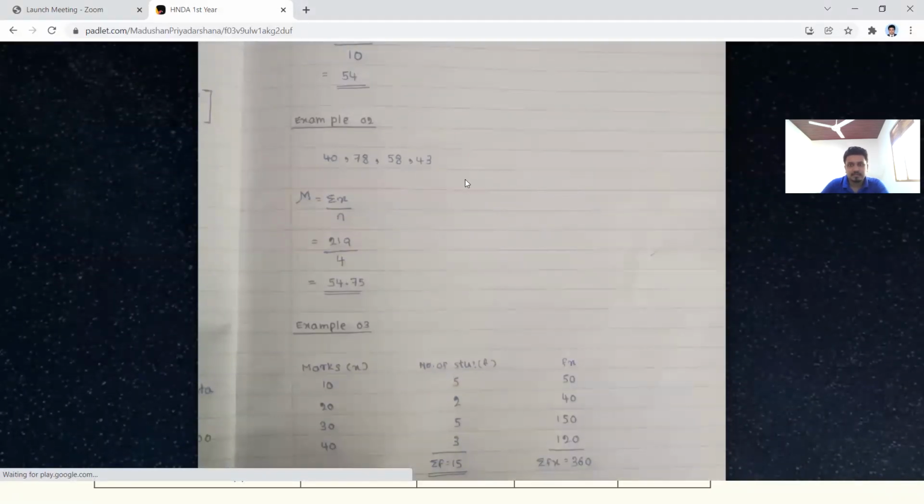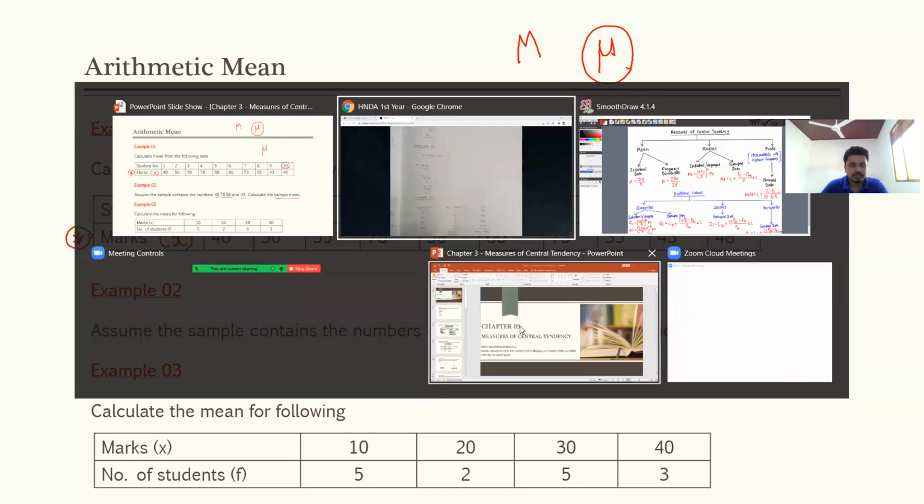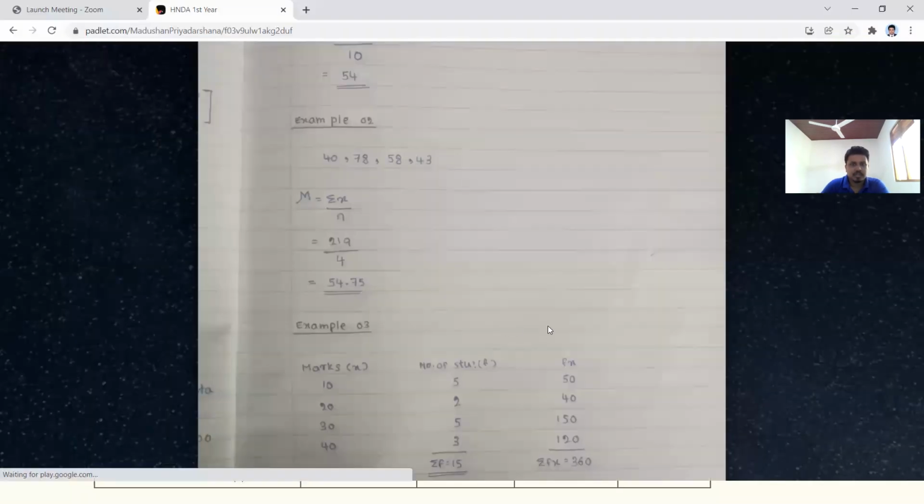Then example number 2. Assume the sample contains the numbers 40, 78, 58, and 43. Calculate the sample mean. Okay, these are the values. Example number 2 is wrong. Can someone else tell me why I said that this is wrong?